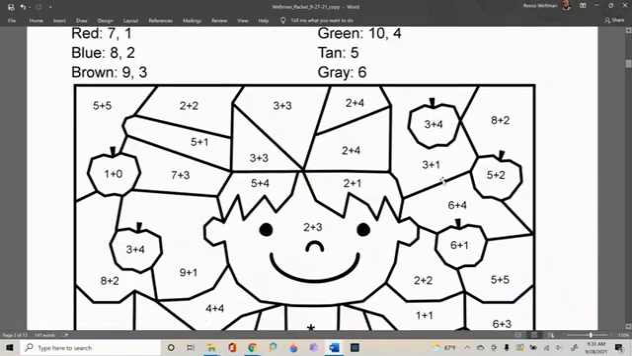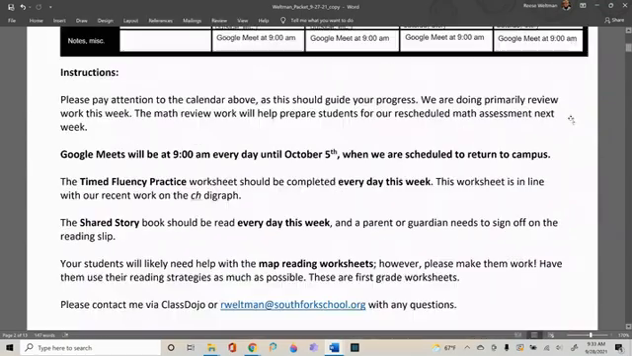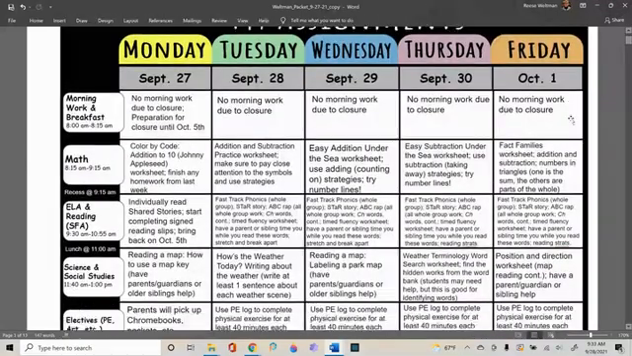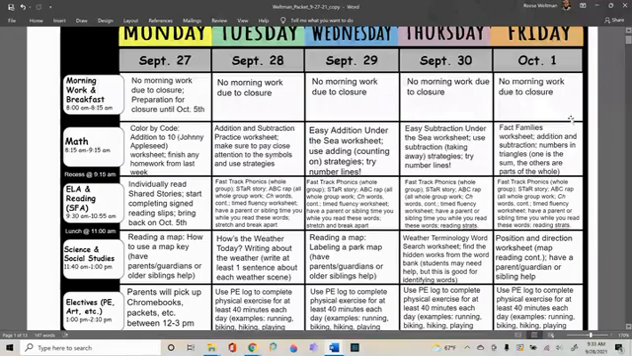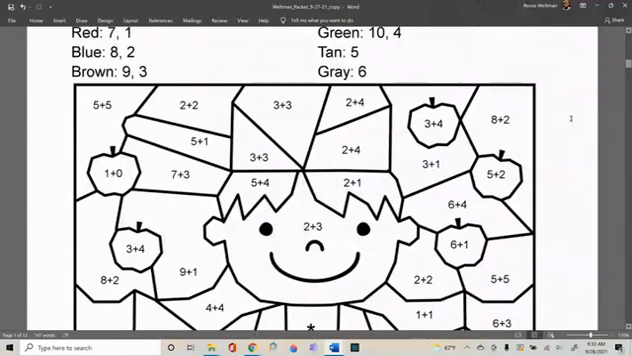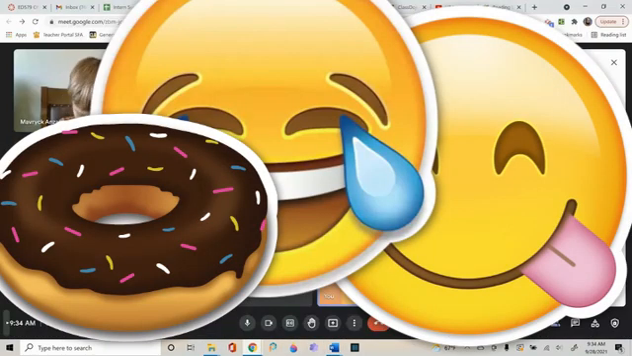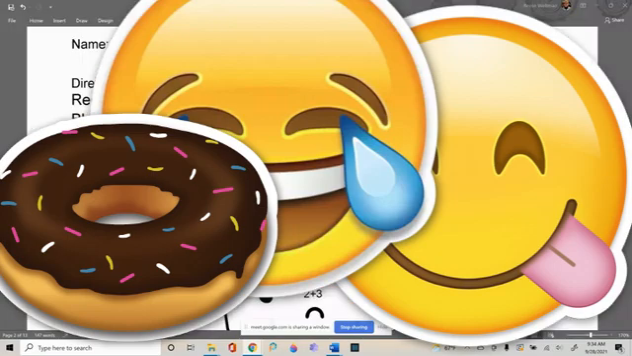Today, yesterday you probably already worked on, after you picked up, I'm hoping, you did a little bit of the Johnny Appleseed coloring. That's just addition to 10. And that looks like this right here. I'm going to pull that up so you guys can look at it, okay? Let's do it like this. Okay, so I'm going to pull this up on the screen here.